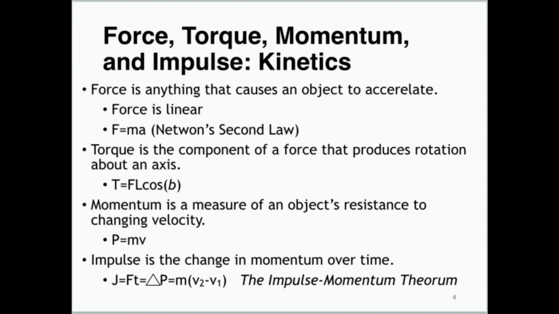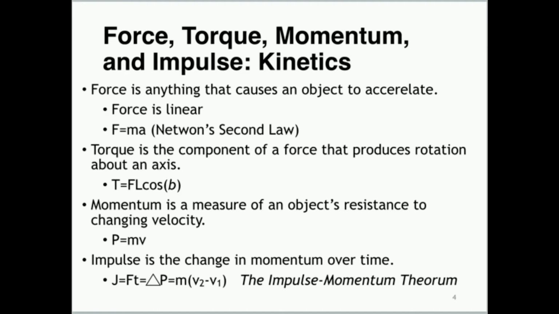Now, by the way, you don't really need to know any of these formulas right now, okay? But I will say this for lecture because you will see it. Torque is given by the force times the length between the rotation and the point of application of the force, and then it's multiplied by the cosine of the angle that causes a perpendicular relationship. Okay, you don't need to worry about this right now. Just understand that torque is the component of a force that produces rotation about an axis.